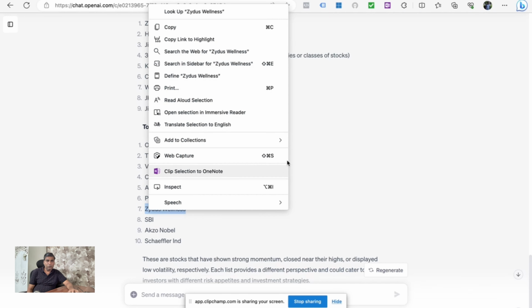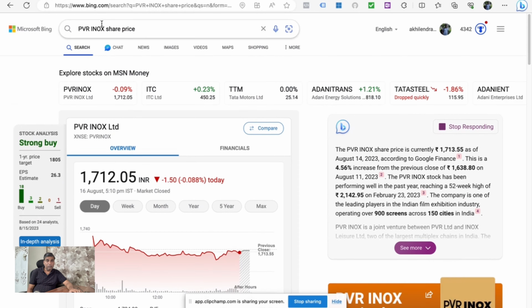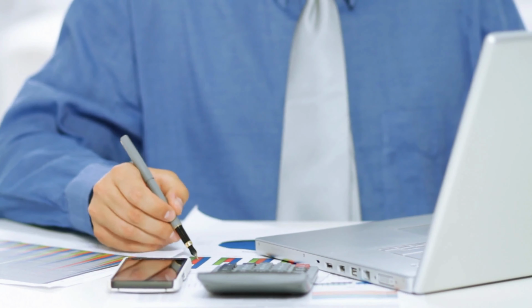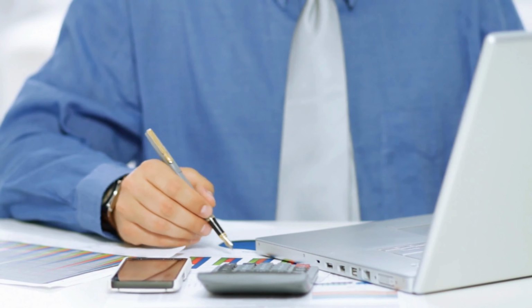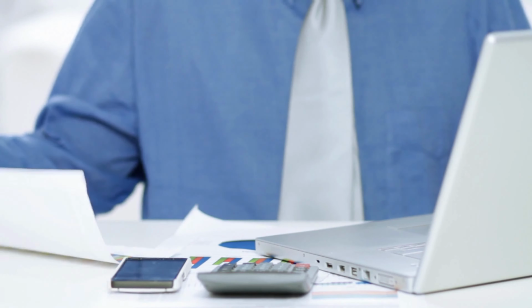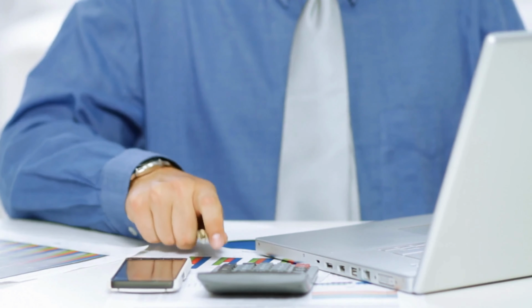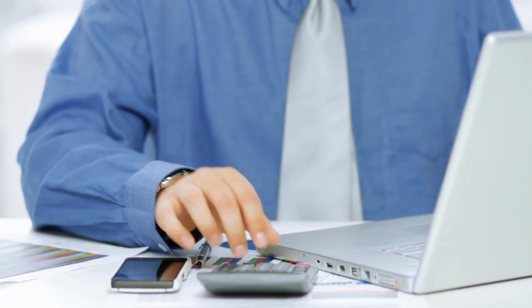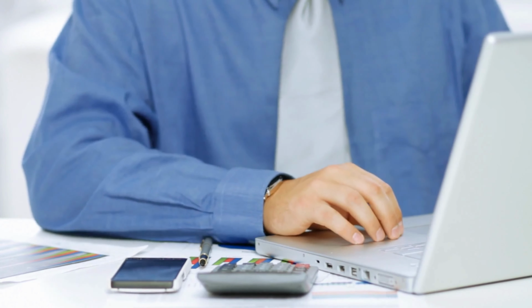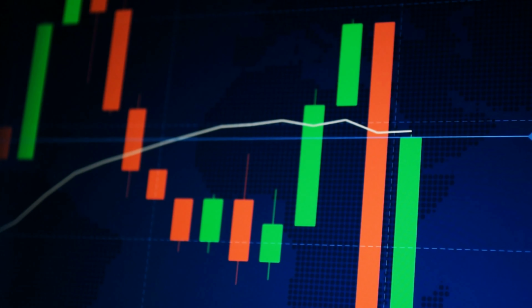Let me see a few more in this particular category, which is lowest volatility. It could be something related to this particular category, but it doesn't look like it. So at this moment, I would say that if you are someone who invests in stocks and is good at stock analysis, and at the moment you use some other tool or do it manually, I think you can use the $20 subscription to get the code interpreter and use ChatGPT to automate or improve your productivity.